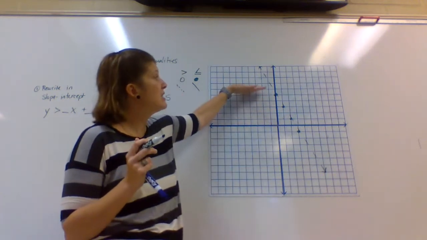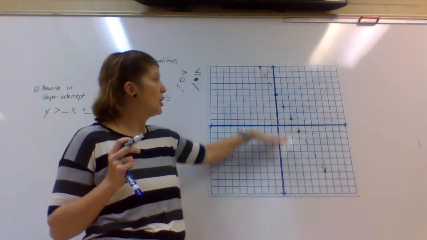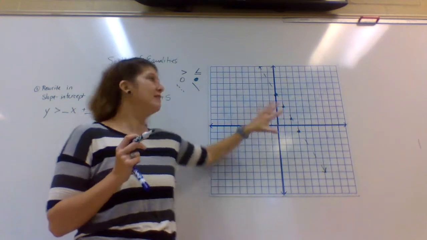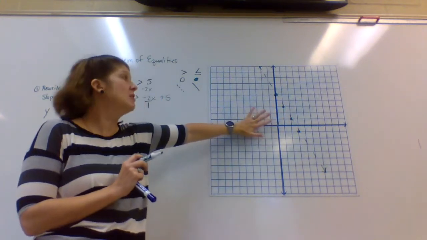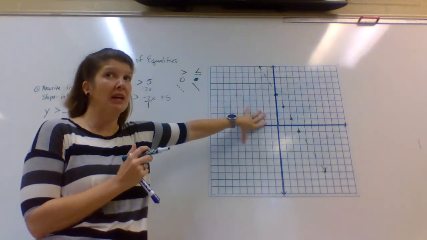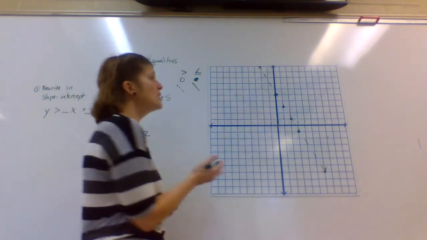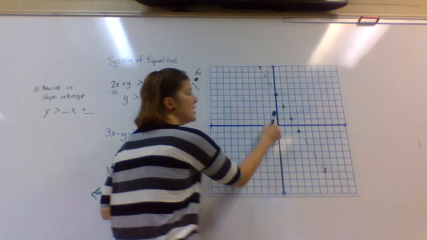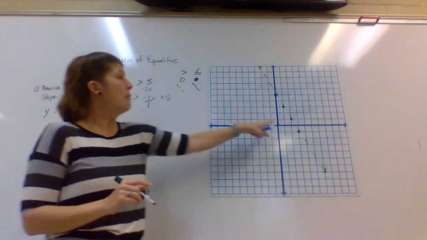Now in this case, it seems to me that I would call this below, and it's also to the left, so it's probably going to be here. But I'm going to tell you that for me, the easiest way to check where to shade is to pick a point and plug it in. So I picked 0, 0 because it's so easy to plug 0, 0 in. I'm going to plug it in.